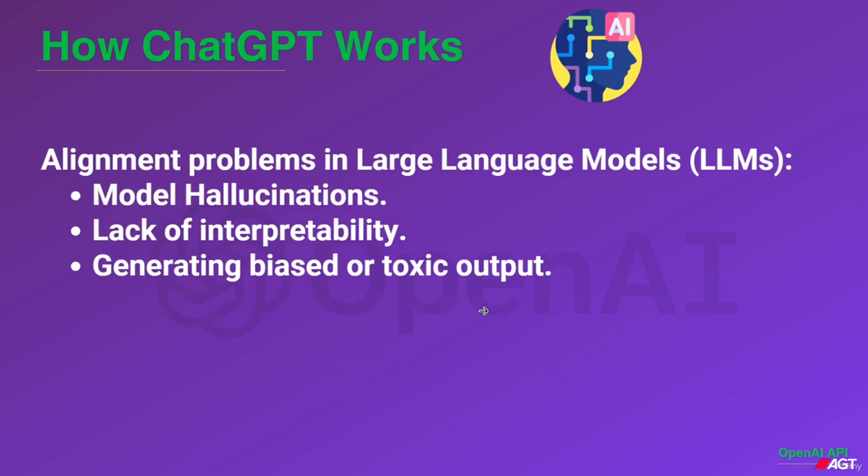The alignment problem in large language models typically manifests as model hallucinations, when the model is making up non-existing or wrong facts, lack of interpretability, when humans don't understand how the model arrived at a particular decision or prediction, and generating biased or toxic output. If the language model was trained on biased or toxic data, it may reproduce biased or toxic data in its output, no matter how it is instructed. Let's go ahead and see why a model can produce misalignment.